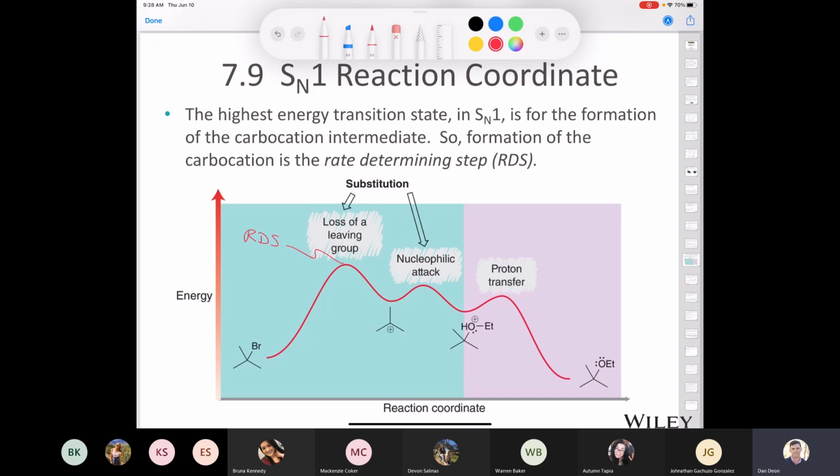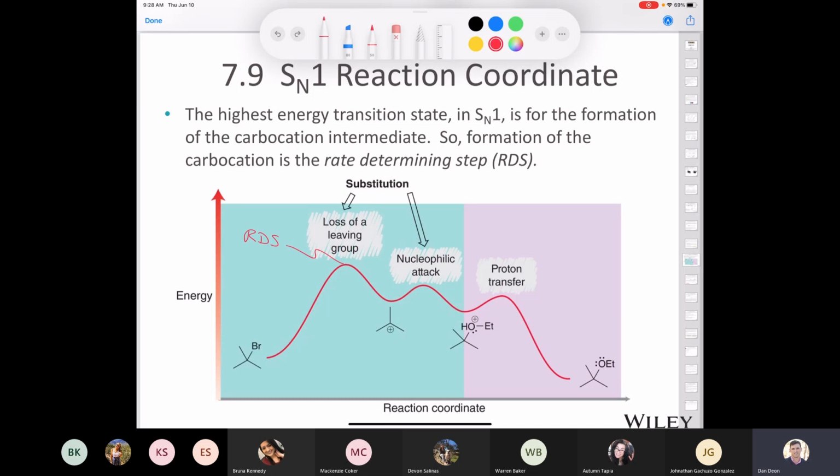The formation of that carbocation intermediate, remember these are transition states here at the top, the maxima, but the minima are intermediates, and the formation of that carbocation intermediate proceeds through the highest activation energy, or the highest energy transition state. So that's something that you need to know.